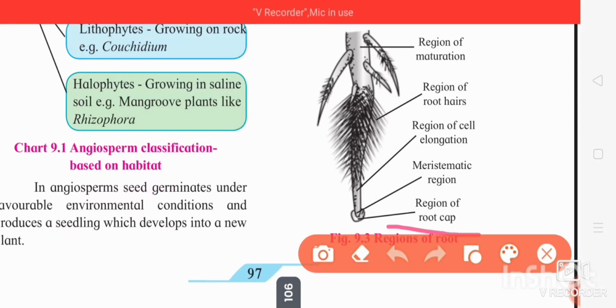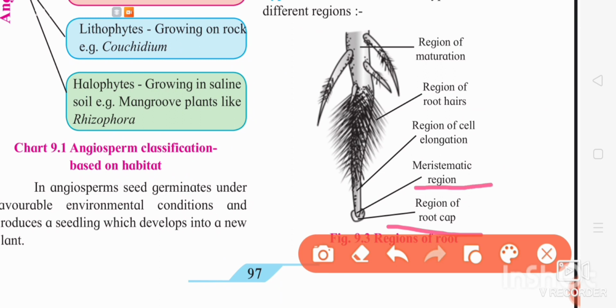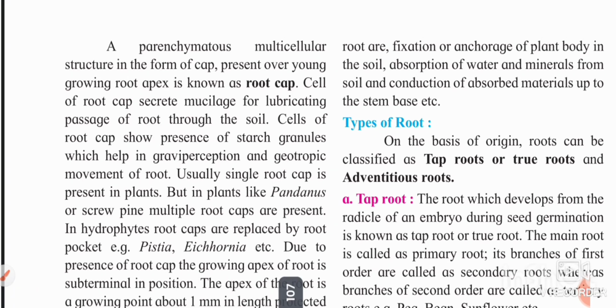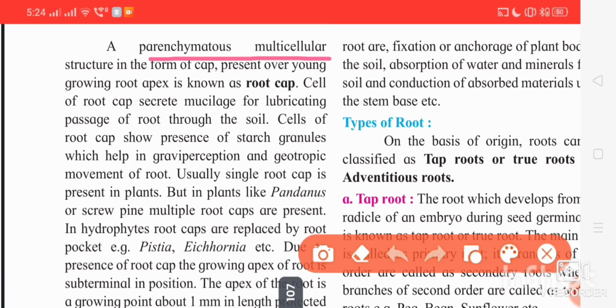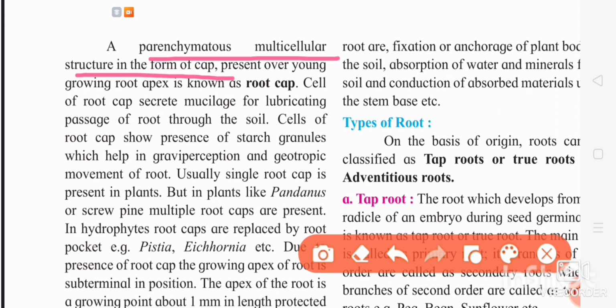We can see the region of root cap, region of meristematic activity, region of cell elongation, region of root hairs and region of maturation. Root cap is made up of a parenchymatous multicellular structure which forms the cap, and the root is growing into the ground. So in order to protect it, because whenever it is going deep into the soil there will be friction, there is a root cap for protection, and also it secretes mucilage for lubricating the passage of root through the soil.